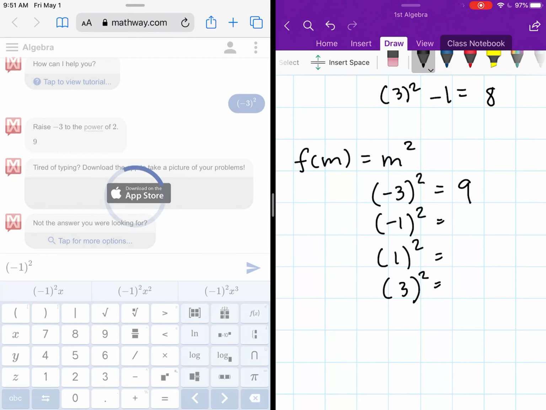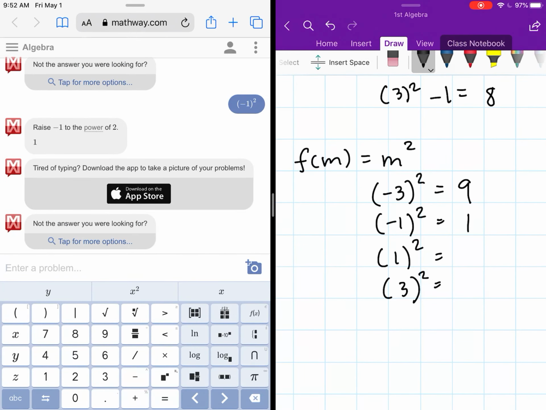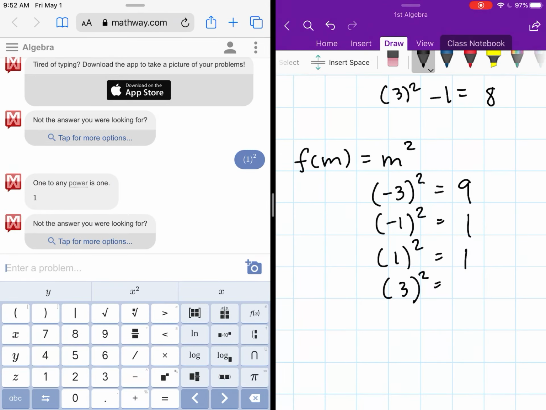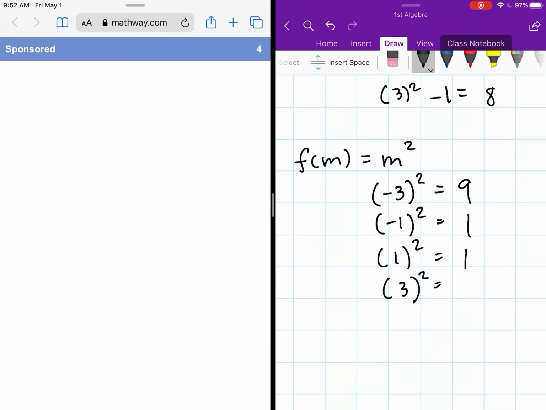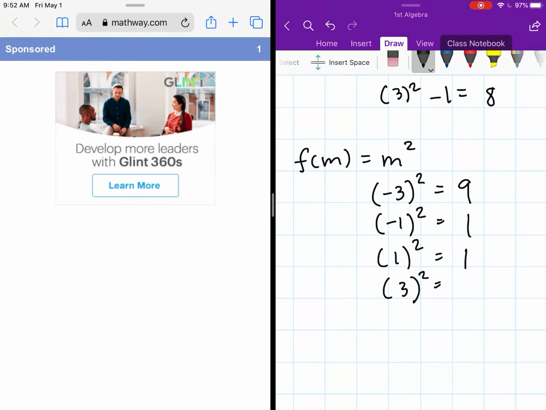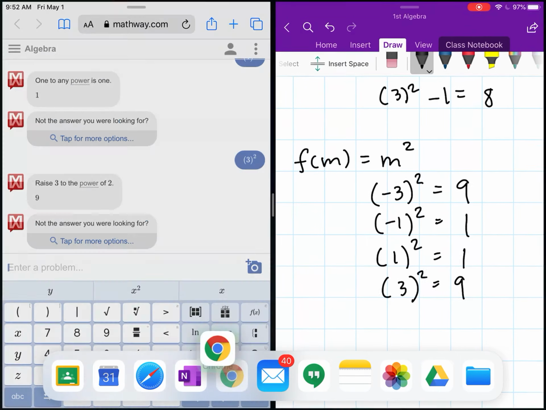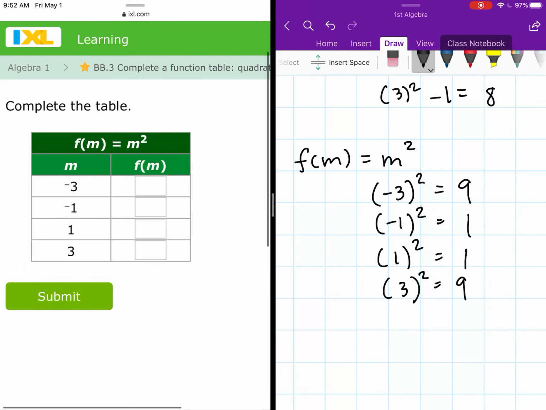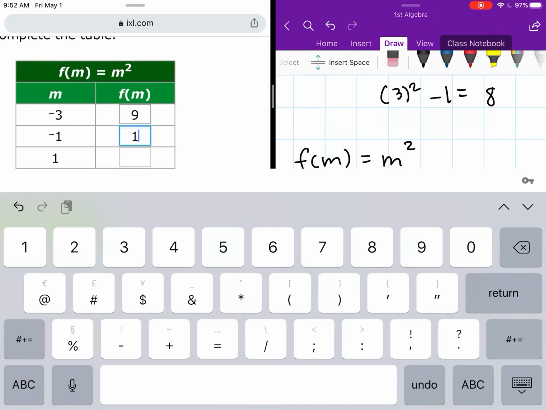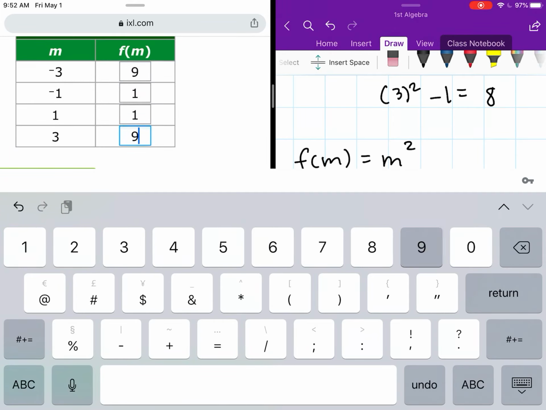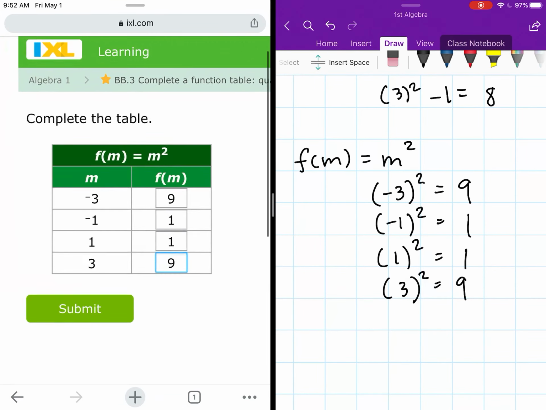Parentheses, negative 1 squared. That's going to give me a 1. Parentheses, 1 squared. That's going to give me a 1 as well. And parentheses, 3 squared. That should give me a 9. It gave me 9. I'm going to come back, type those into my table on IXL, and I'll have completed that question. 9, 1, 1, 9.